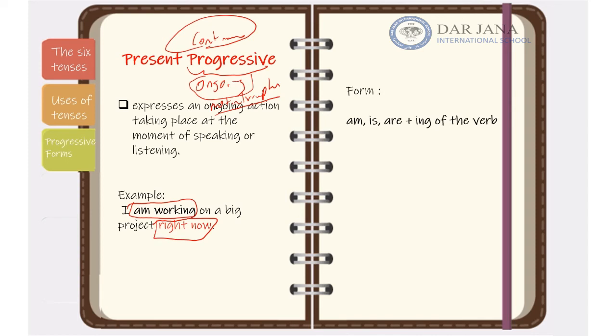We form this by using the present form of the verb to be, which is am, is, are, and then we add an ing towards the end of the verb. Here we have working, studying, swimming, bringing, and so on.